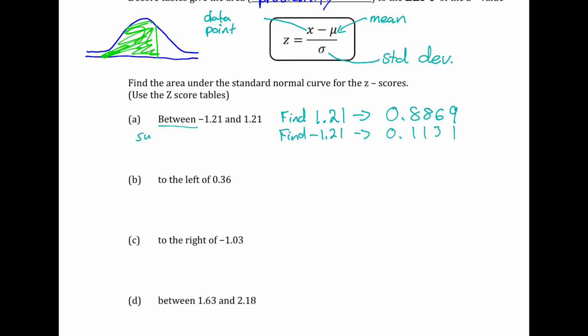Between means subtract. Right, when I want between two numbers, I want to subtract. That's like a difference. So because I said between, I'm going to subtract. So I'm going to subtract these numbers here in my calculator. And I get 0.8869 minus 0.1131. Gets me 0.7738. That's it, just leave it. Done.